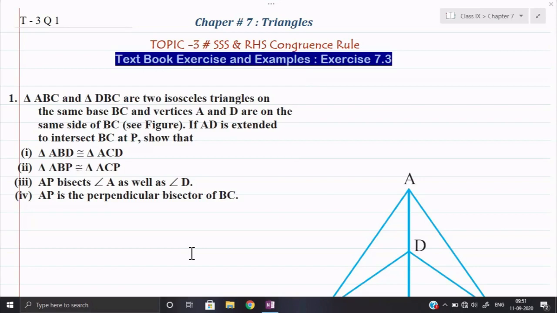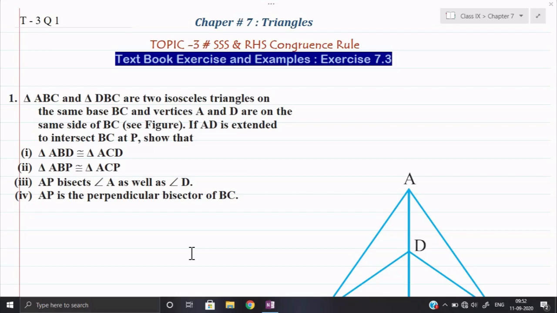Today we are going to start exercise 7.3. In this exercise we shall deal mainly with two congruency theorems. One is the side congruency theorem and the second one is the right angle hypotenuse side theorem, or in short, the RHS theorem. These two theorems we have not applied in many of the questions earlier. Maybe side we have applied, but I think the RHS we are applying mainly in exercise 7.3 only.